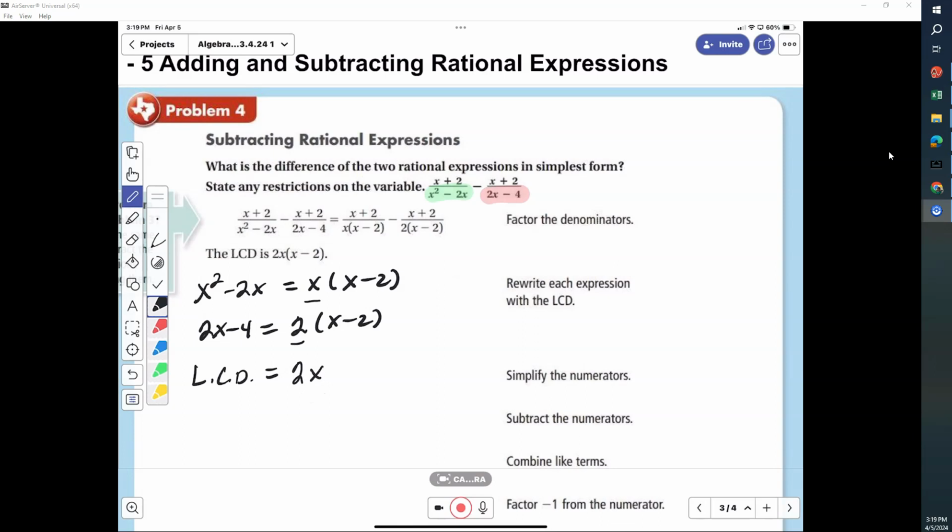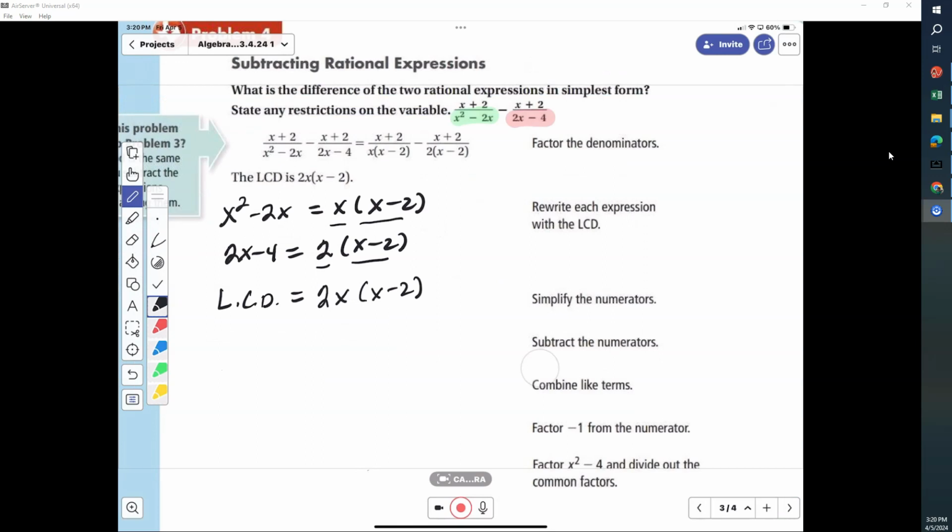Now you see x minus 2 and x minus 2. It just comes up once, so you're just going to use it once. So it's x minus 2. So that's going to be our common denominator for our two fractions. So here are the two fractions that we're talking about. And what I like to do is write them vertically. So I have x plus 2 over x times x minus 2. And then the other one is x plus 2 over 2 times x minus 2.